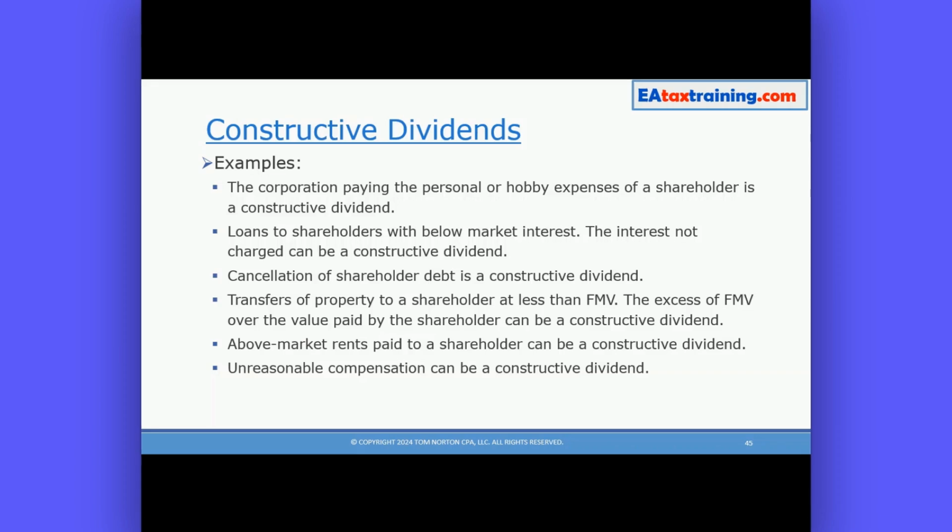Above market rents paid to a shareholder can be a constructive dividend. We're going to talk about rents separately, but just keep that in mind. Above market rents can be a constructive dividend. And then unreasonable compensation can be a constructive dividend, as we have already discussed.